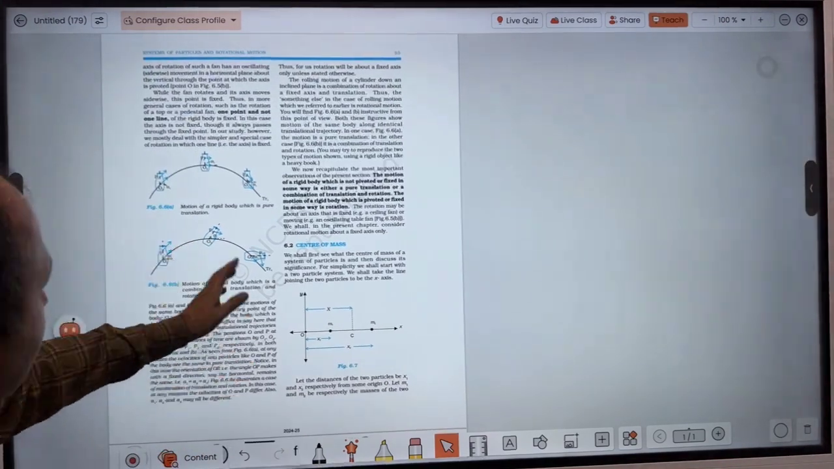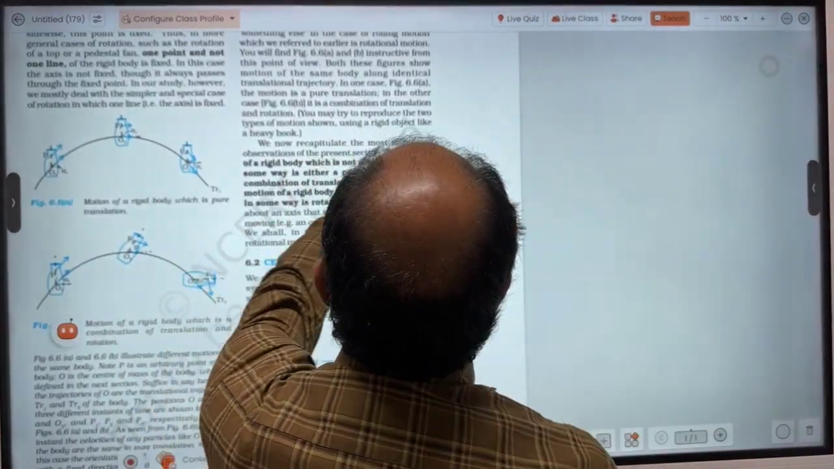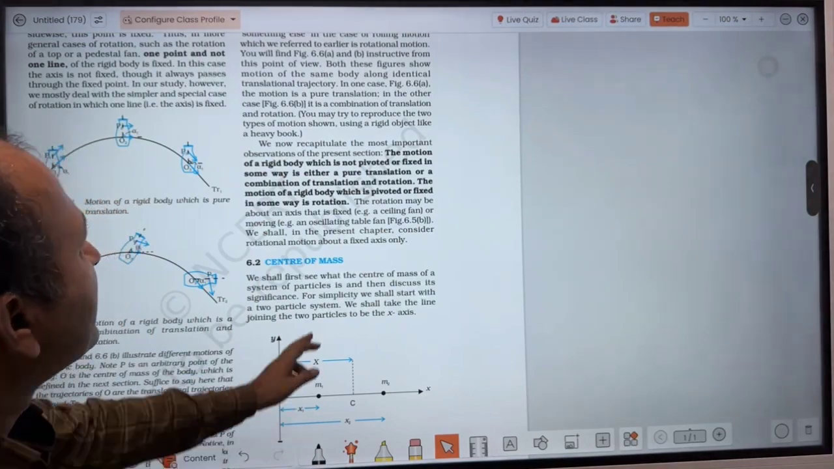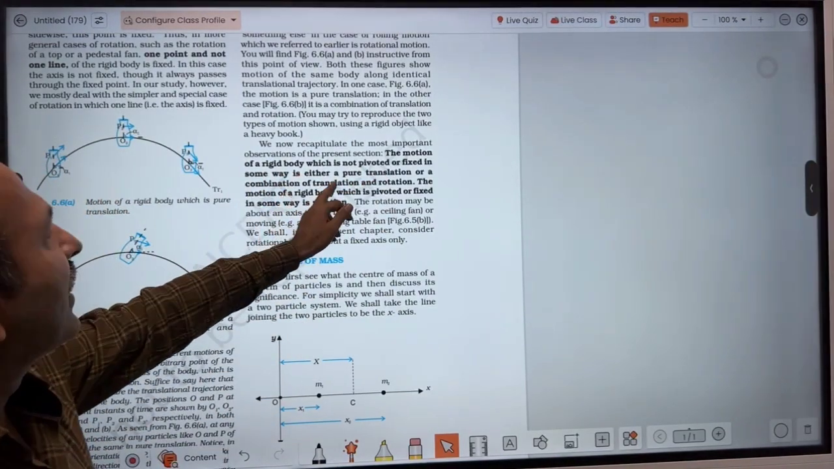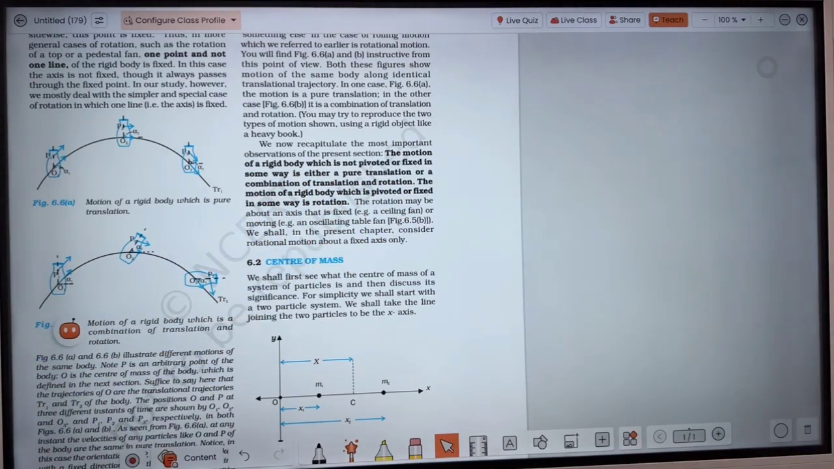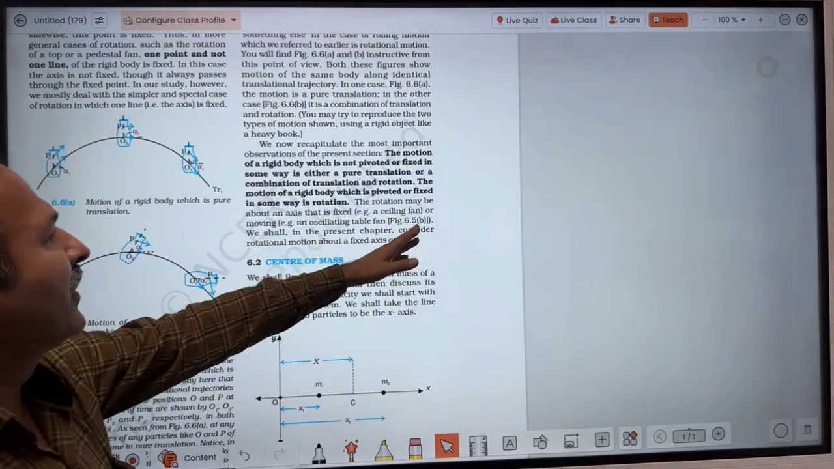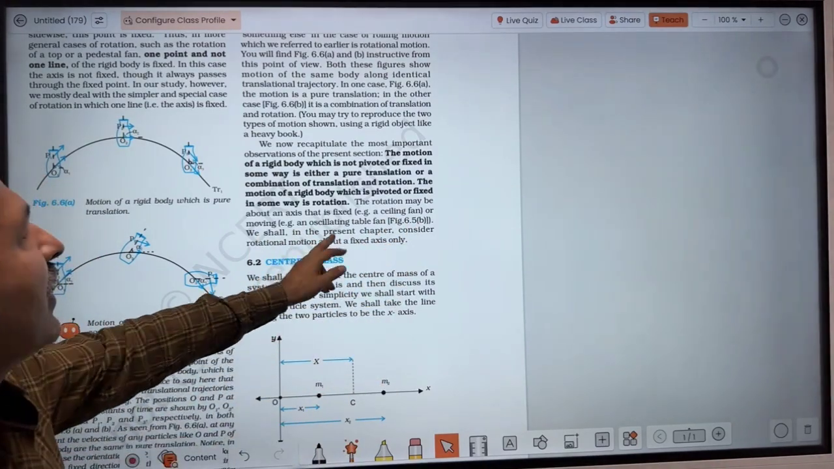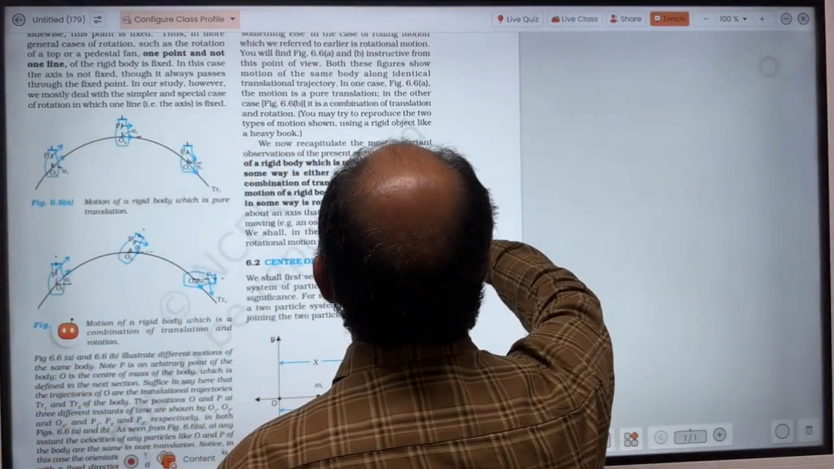Now, you can read this. The motion of a rigid body which is not pivoted or fixed in some way is either a pure translation or a combination of translational and rotational. The motion of a rigid body which is pivoted or fixed in some way is rotation. So the rotation may be about an axis that is fixed, that is a ceiling fan which has a fixed axis, or a moving oscillating table fan. So these types of things are there.